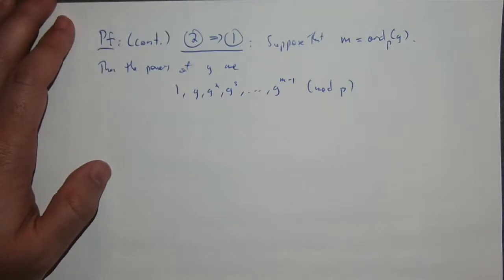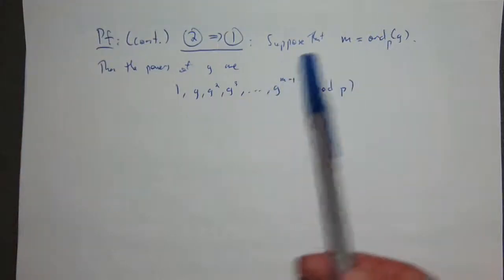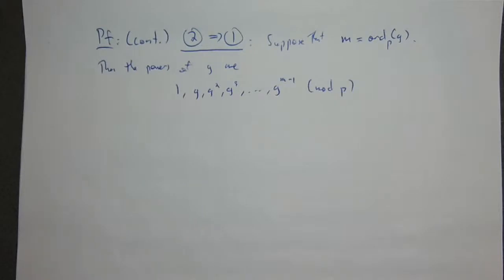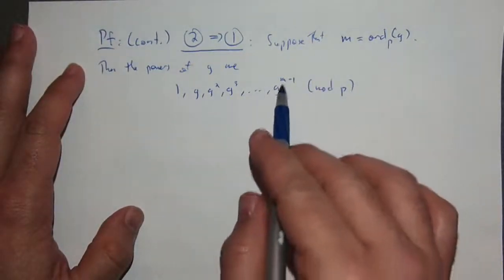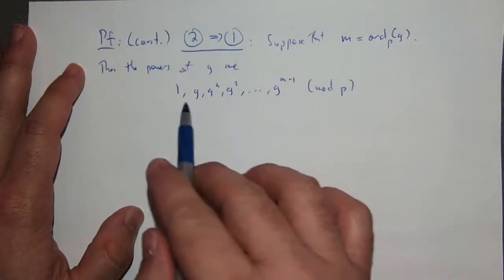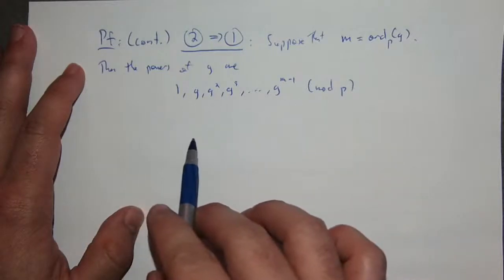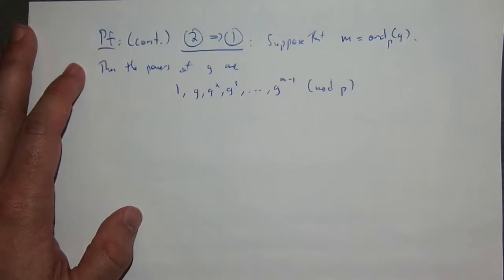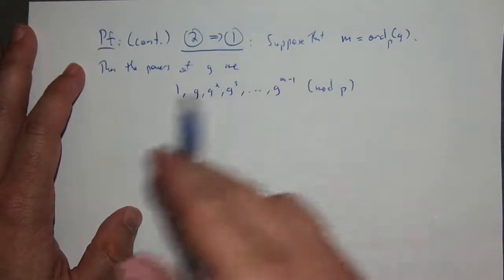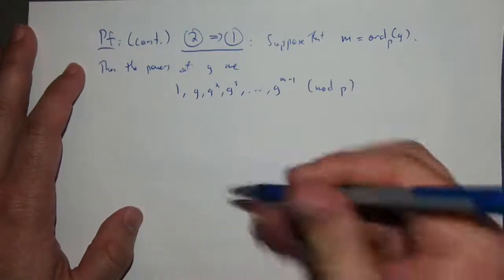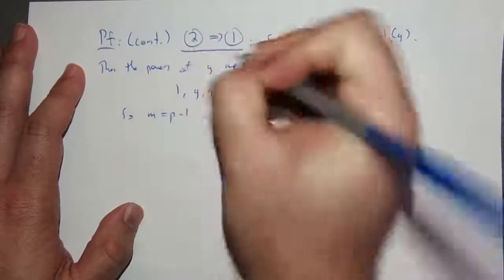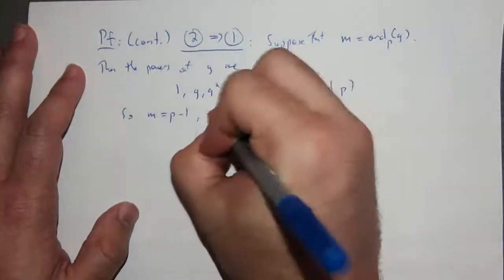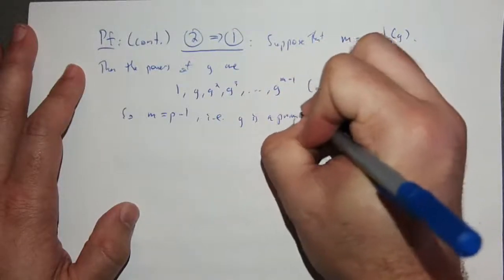But wait. What does this mean? I have a list here, and using the definition of order, this is my list. I have a list of how many of these? There's M, but if M is my order, this has to be a distinct list. But if I say that every integer that's non-zero mod P is congruent to a power of G mod P, then this has to be the same list. And so what has to be true here? M has to be P minus 1, i.e., G is a primitive root for P.